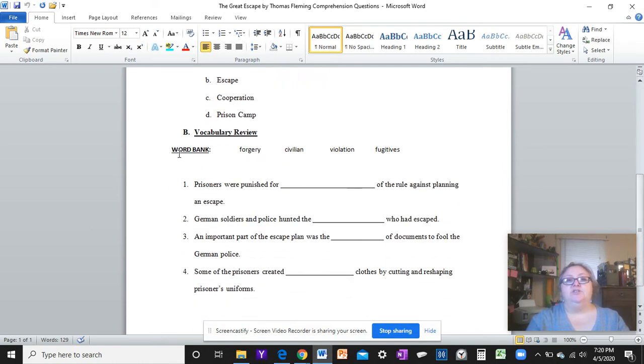Down here is your word bank: forgery, civilian, violation, and fugitives, and you will put those in those sentences. Number 1, prisoners were punished for blank of the rule against planning an escape. Number 2, German soldiers and police hunted the blank who had escaped. Number 3, an important part of the escape plan was the blank of documents to fool the German police. And number 4, some of the prisoners created blank clothes by cutting and reshaping prisoners' uniforms.